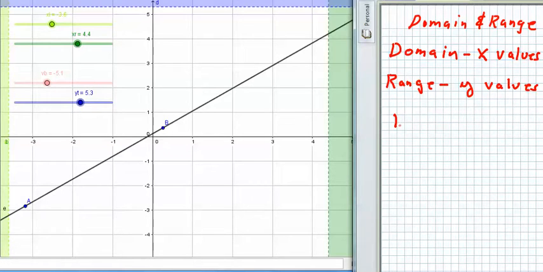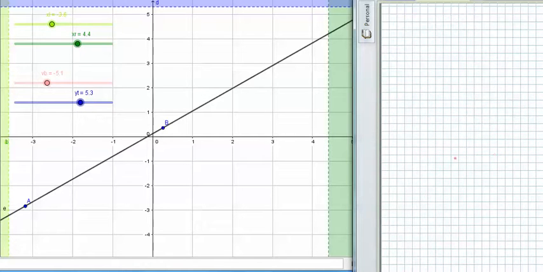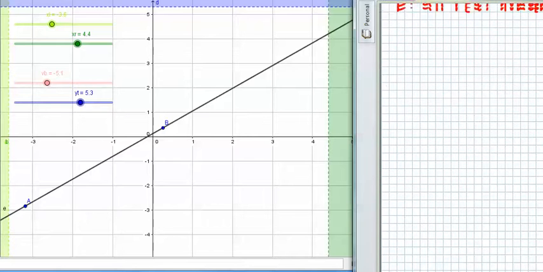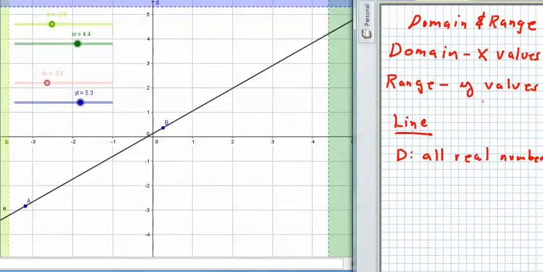For this, and we'll call this line, kind of give each one a name, the domain is all real numbers. Imagine that says numbers. The range, all real numbers.